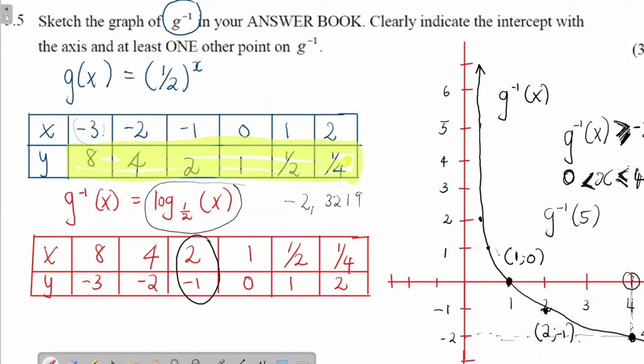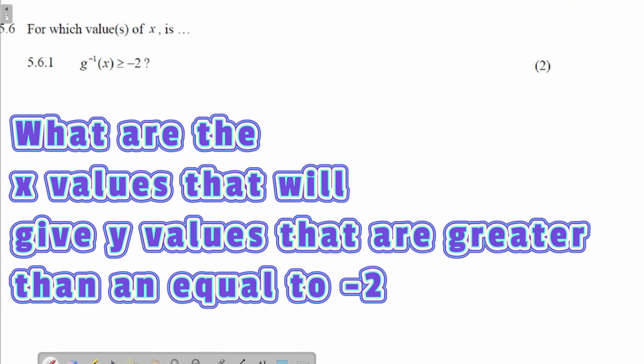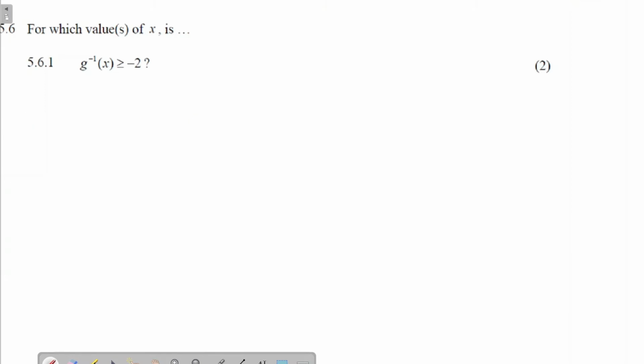Okay, so to answer this question, for which values of x is the inverse function greater than and equal to -2, the question is asking what are the x values of this inverse function that will give us y values that are greater than and equal to -2? That is exactly what this question is saying. And we explained that those are x values that are less than and equal to 4, but greater than, but not equal to 0.